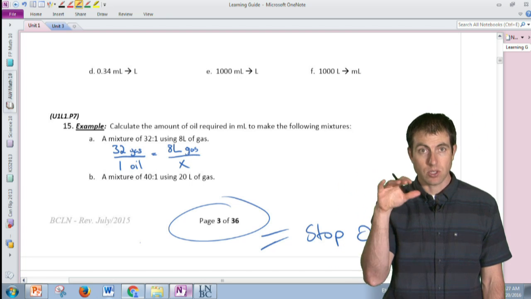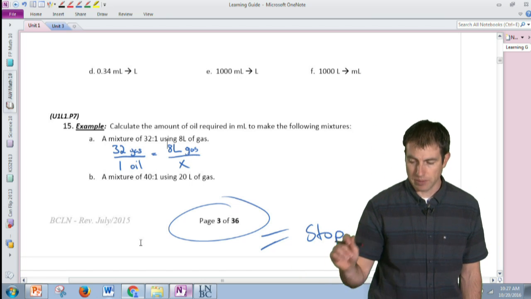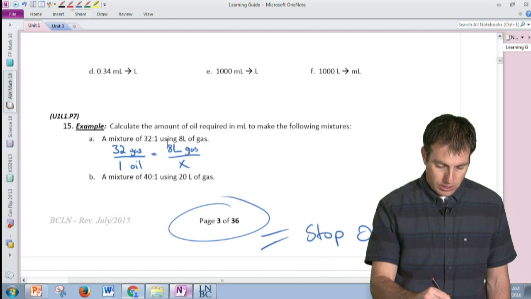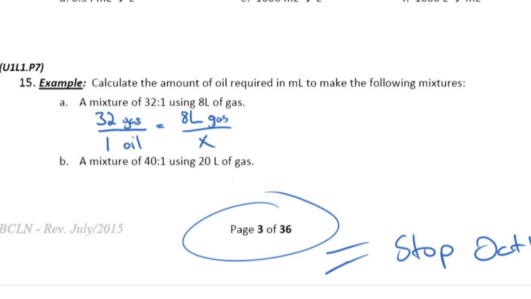I want to make sure I have gas on the top on both sides and oil on the bottom. Thank you, Brianna, for checking in. Appreciate that. Let's do some cross multiplication. We want to get x by itself, and cross multiplying is a nice, quick, easy way to do that. We take the top on one side and multiply it by the bottom on the other side. So I'm going to have 32 times x is equal to the top on the other side times the bottom, 8 liters of gas times 1.